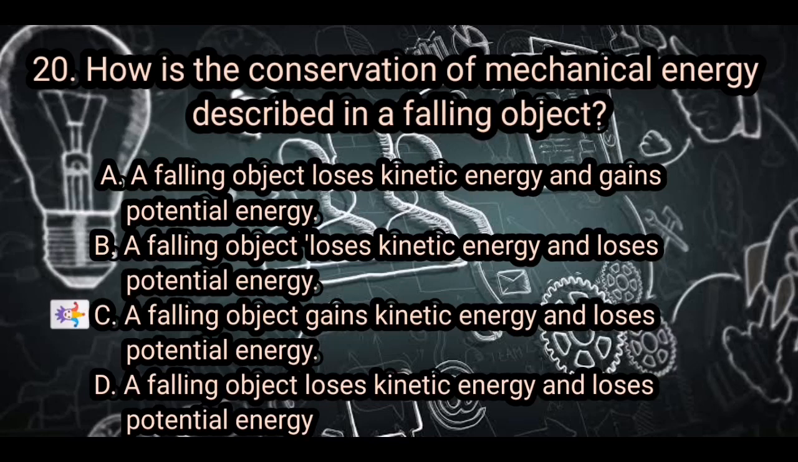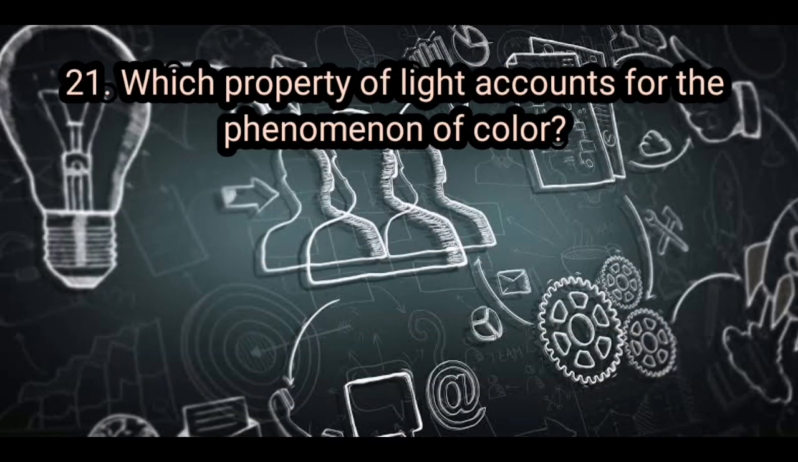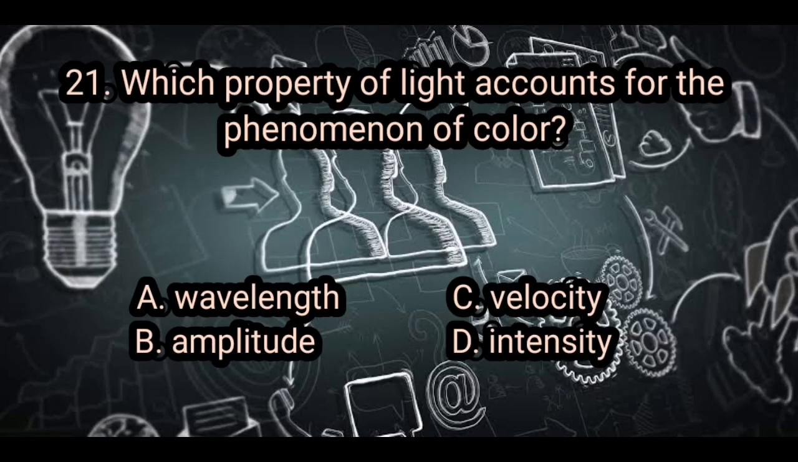Correct answer, letter C. 21. Which property of light accounts for the phenomenon of color? A. Wavelength. B. Amplitude. C. Velocity. D. Intensity.